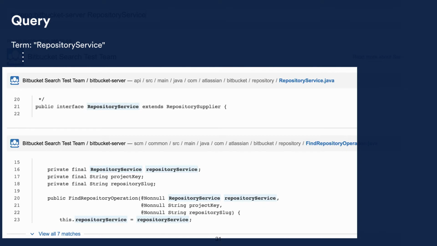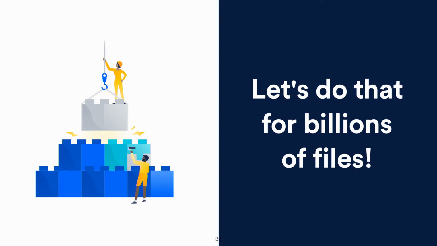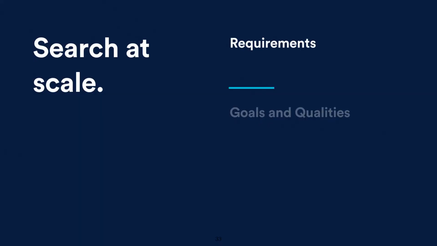We're certainly not the first ones to parse source code. It has been done for many years in different fields. Think compilers, text editors, IDEs. But we have to do that for billions of files. Which brings me to the next challenge that we faced, and that is that we had to build search at scale. It sounds great, like who wouldn't want search at scale? But what does it even mean?